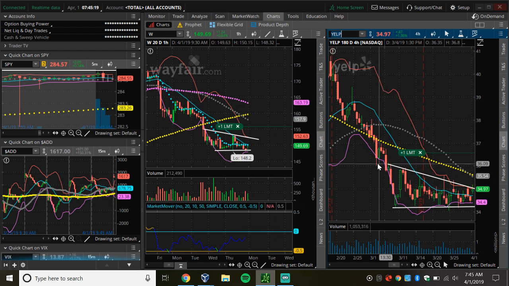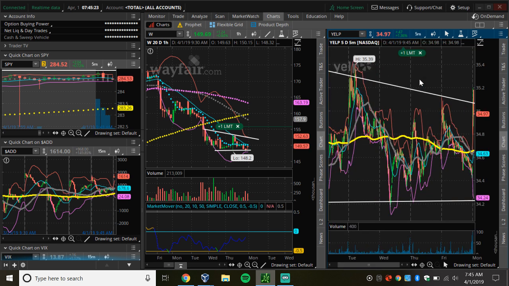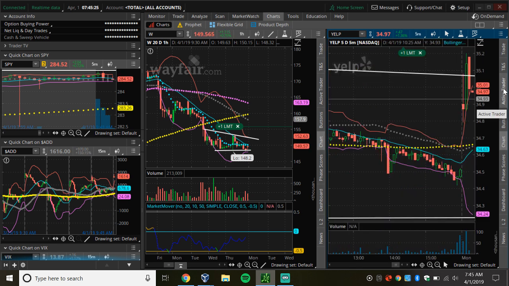Looks like Yelp is going to respect this line. Thinking about buying puts, but I just don't like how the moving averages are flat. Just doesn't show any direction, unfortunately.